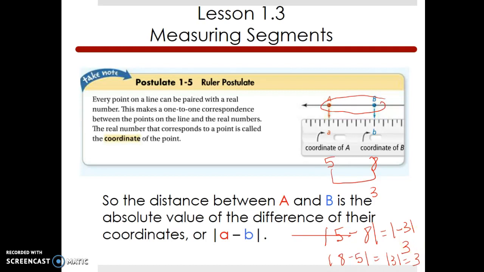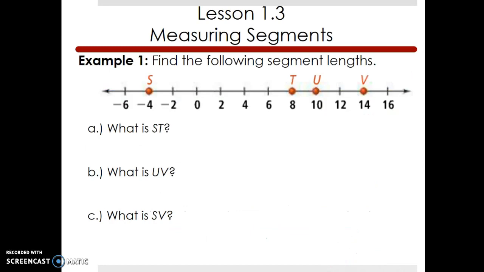So let's try a couple of practice problems. S is at -4, T is at 8. So let's do this: -4 minus 8. That is going to be the absolute value of -12, which is 12. It is as simple as that.